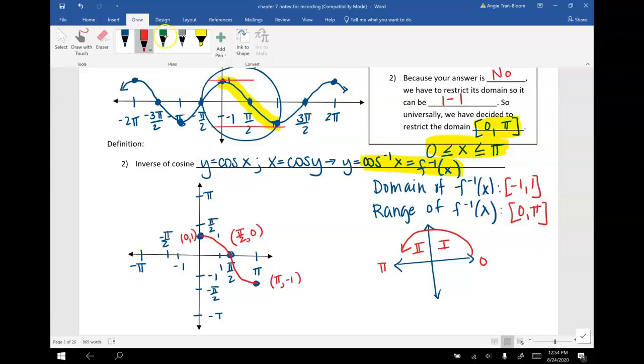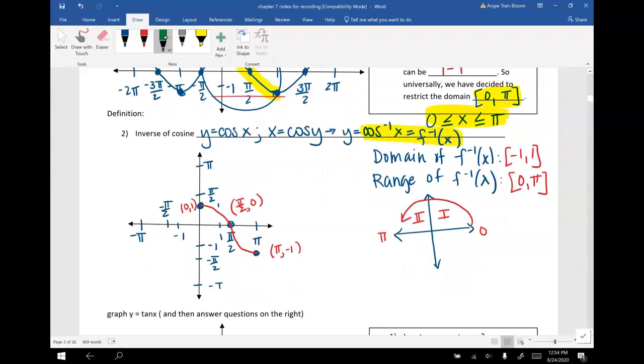Now the inverse, I'll do it in green. The inverse is going to be switching the points. 0, comma 1 is now 1, comma 0. So this is 1, comma 0. Pi over 2, comma 0 is 0, comma pi over 2, which is up here. 0, comma pi over 2. And then the last dot, it used to be pi, comma negative 1. So it's now really negative 1, comma pi.